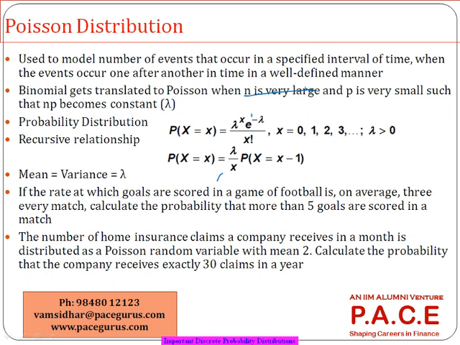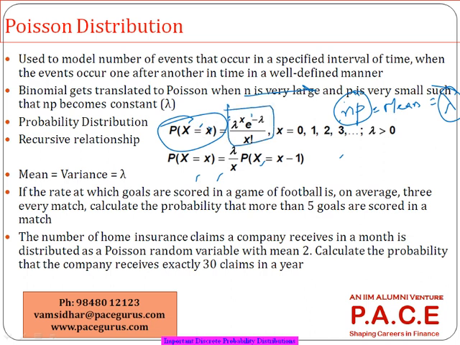The number of trials should be very large and the probability of success should be very small, such that when I multiply the number of trials into the probability of success, np, which is the mean of the binomial distribution, this should be more or less constant. If np becomes more or less constant, I can use it as a Poisson distribution. So I will not consider n and p separately here. I'll take their product, which is constant, and I'll have only one parameter called lambda. Using that, I can model the probability of getting X successes using this formula: lambda power X into e power minus lambda by X factorial.